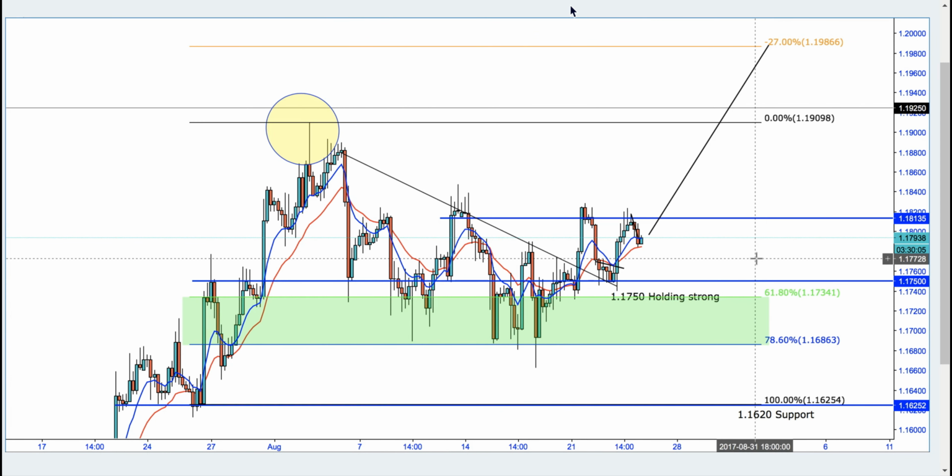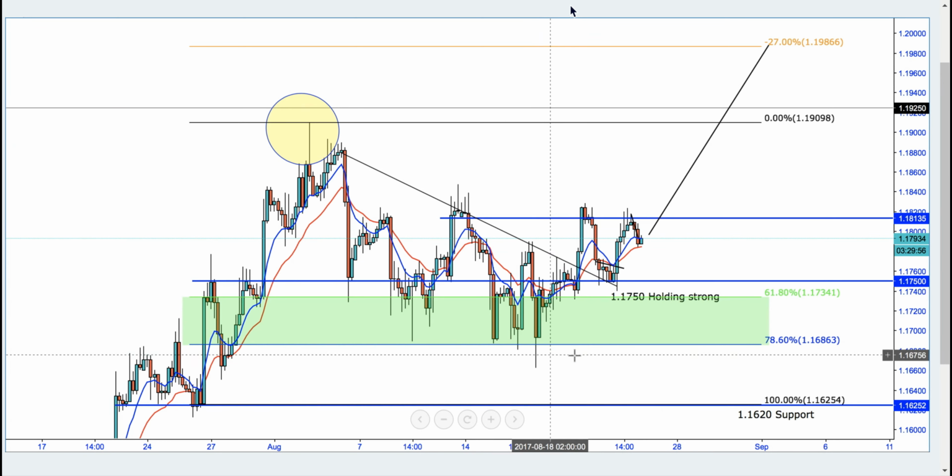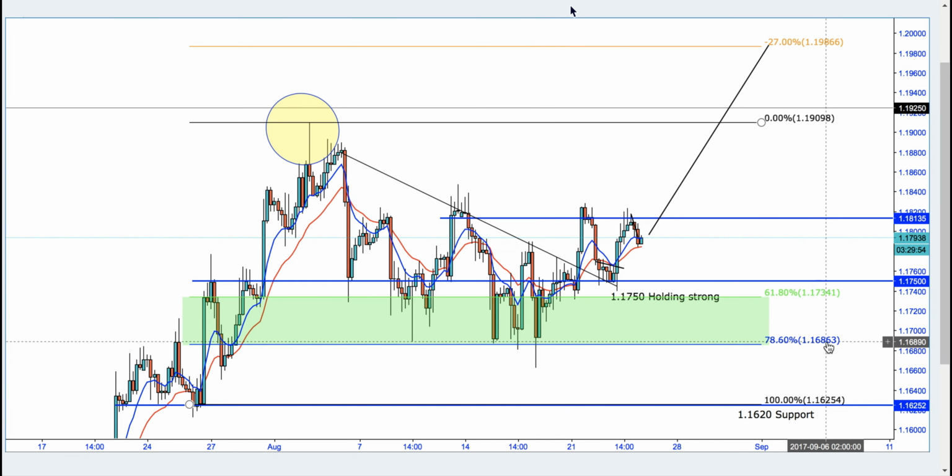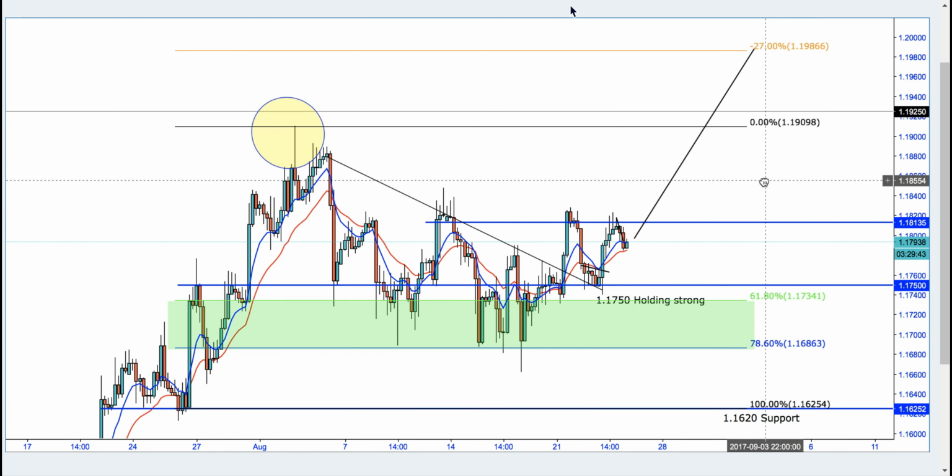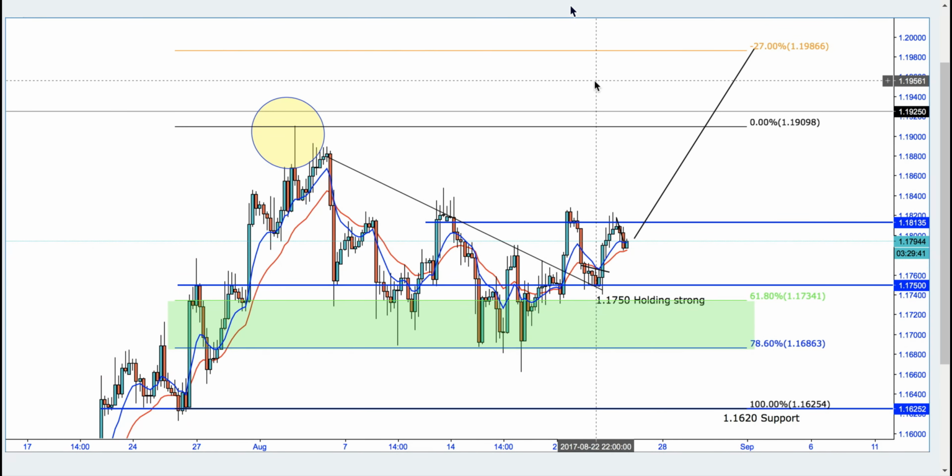No confusion with the 38 or the 50. If you did manage to catch the euro around this region, came in, reversed up, etc., stops again would have been placed at 1.1686, taking 15 pips off that. We're going to have 1.1671, 70 just to round it off. So that's the current piece on the Euro USD at the moment.